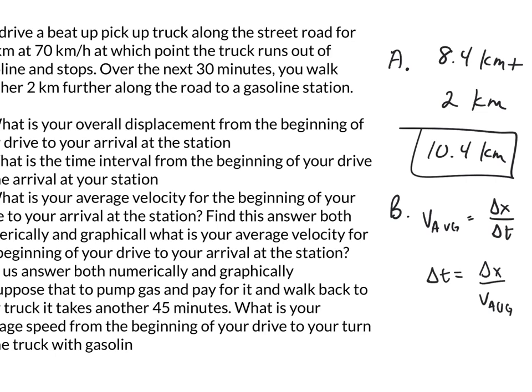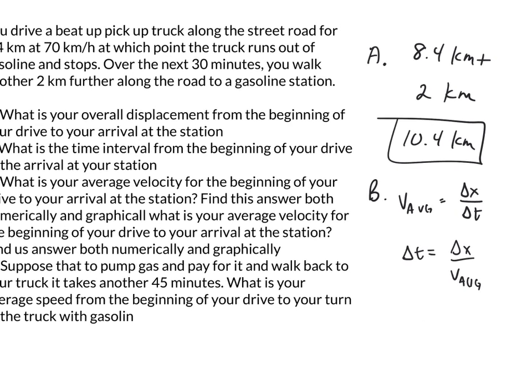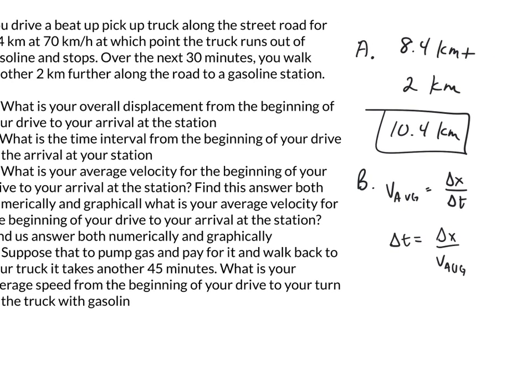So our time period for driving is going to be the first thing that we're figuring out here. Time period for driving. So our displacement in the beginning is 8.4 kilometers. And our rate is 70 kilometers per hour.